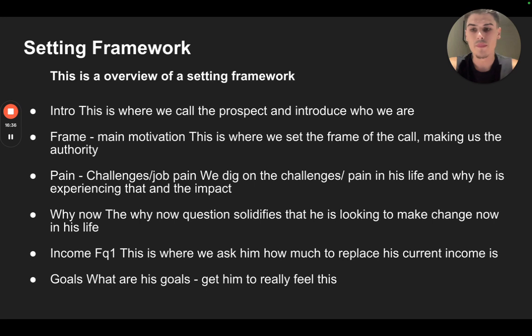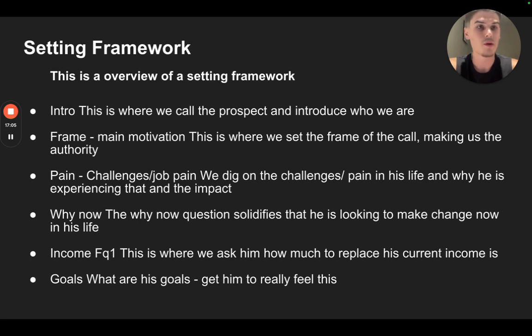Income FQ1. And I want to note, you can basically put these in any order you want. Like you could do the income FQ1 basically after the frame or after the pain, for example. That way you can get a quicker FQ. You just got to be able to give them a reason why you're asking it, so they don't be like, why are you asking my income? This is where we ask them how much to replace their income is, right?